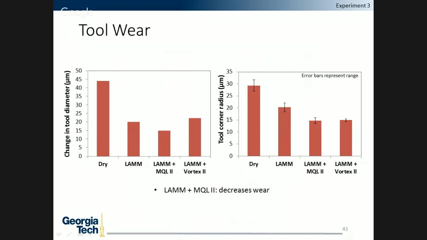It's no surprise that dry had the largest change in tool diameter because there's nothing assisting the cutting mechanism, but laser assisted greatly reduced tool wear, and with the inclusion of MQL, it did even better than LAM. And then the tool corner radius was also measured, and as shown, LAM plus MQL 2 again did better than LAM, and LAM plus Vortex 2 did marginally help the corner radius as well.